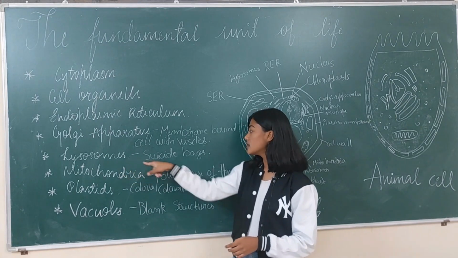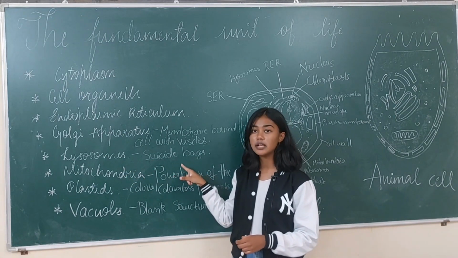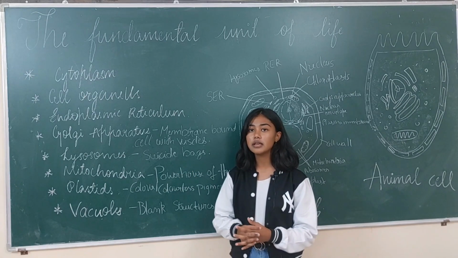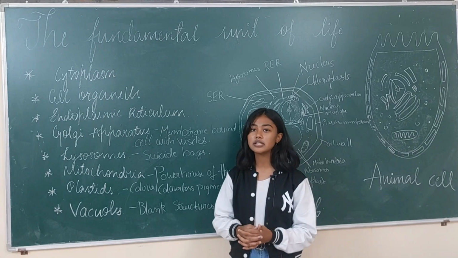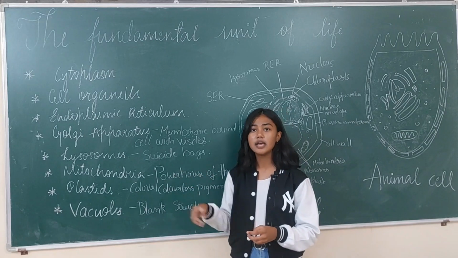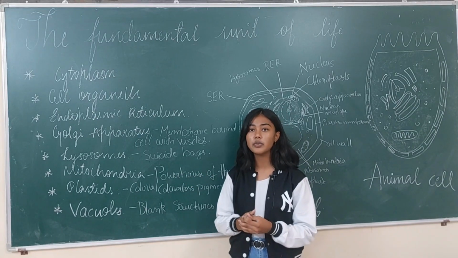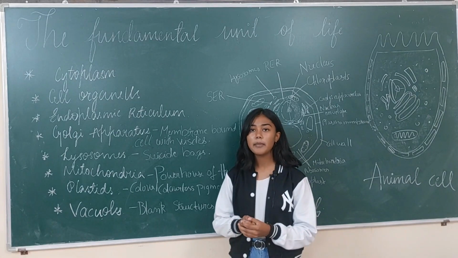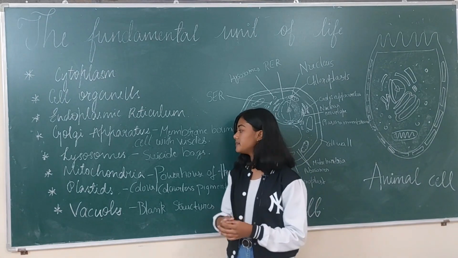Next, lysosomes. They are also known as the suicide bags of the cell because when a cell is damaged, the lysosome may burst and the digestive enzymes may digest the cell, due to which lysosomes are also known as suicide bags of the cell. They are also called the waste disposal system of the cell because they keep the cell clean by digesting any foreign material in it.